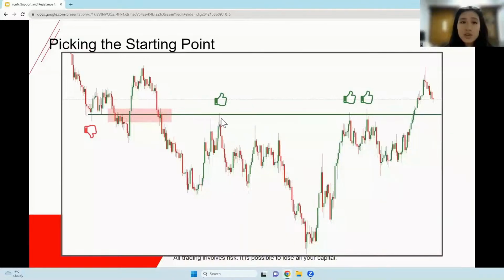So something like this would have multiple swing highs. We can just stop the support, or in this case, resistance, at this green thumb here. And it would already be considered a pretty significant level because we have three swing highs that line up nicely at the same level, which is important because you can see that price has tested this level many times before.